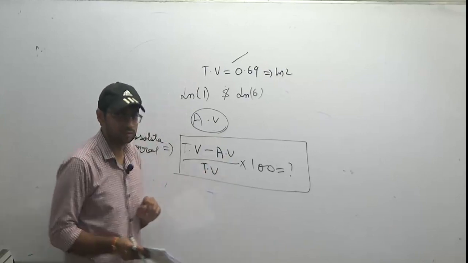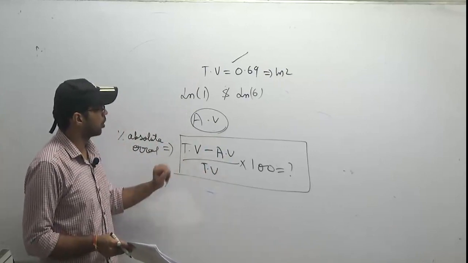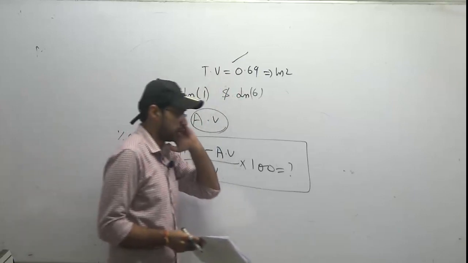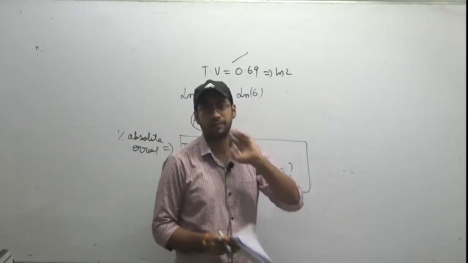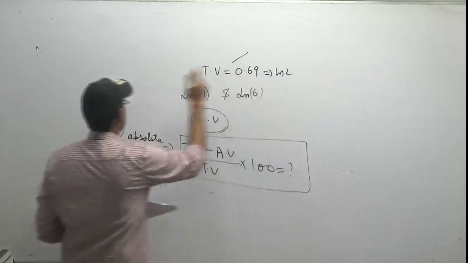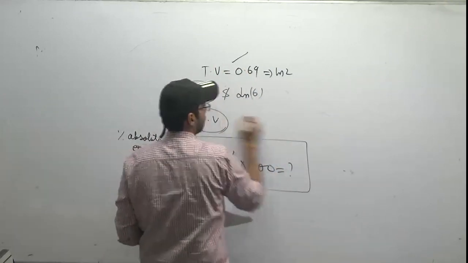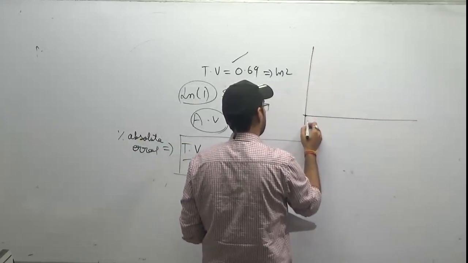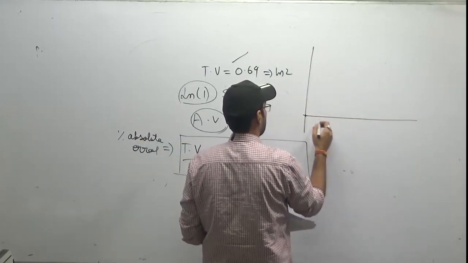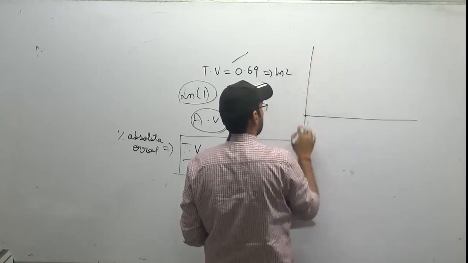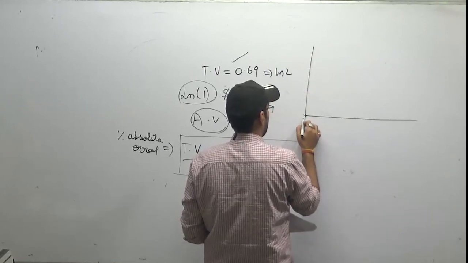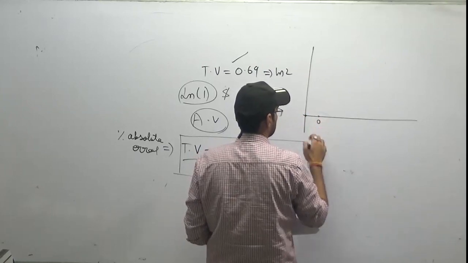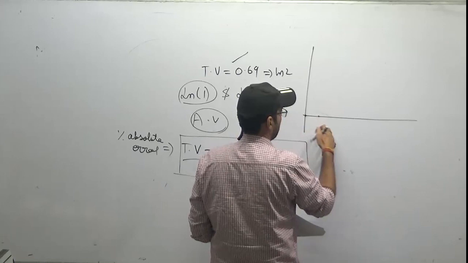We know the true value, that is 0.693. How can we calculate the approximated value? Anyone? See, what is the value of ln1? Let's suppose this is the point. What is the value of ln1? 0. The value of ln1 is 0.